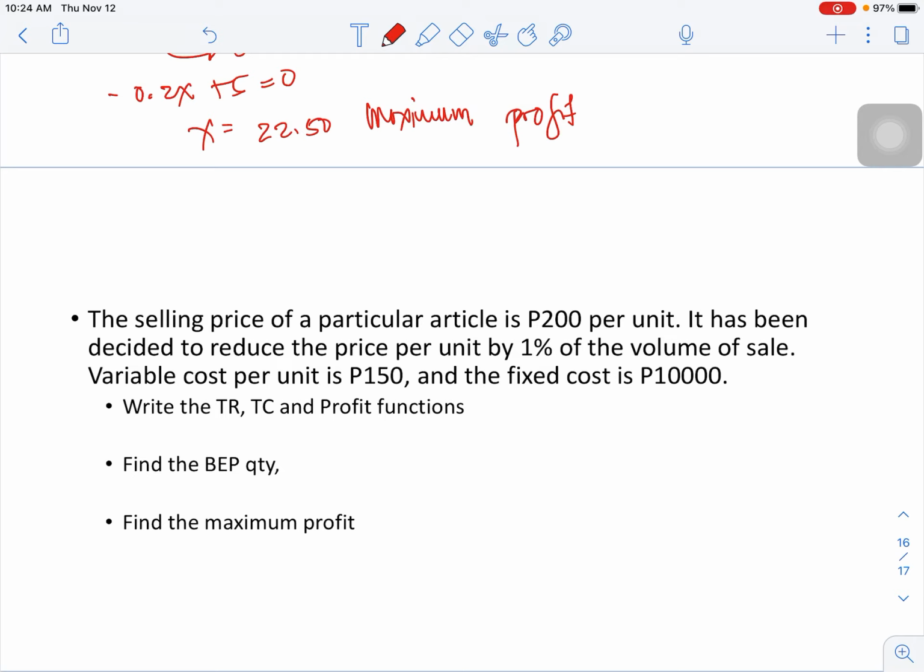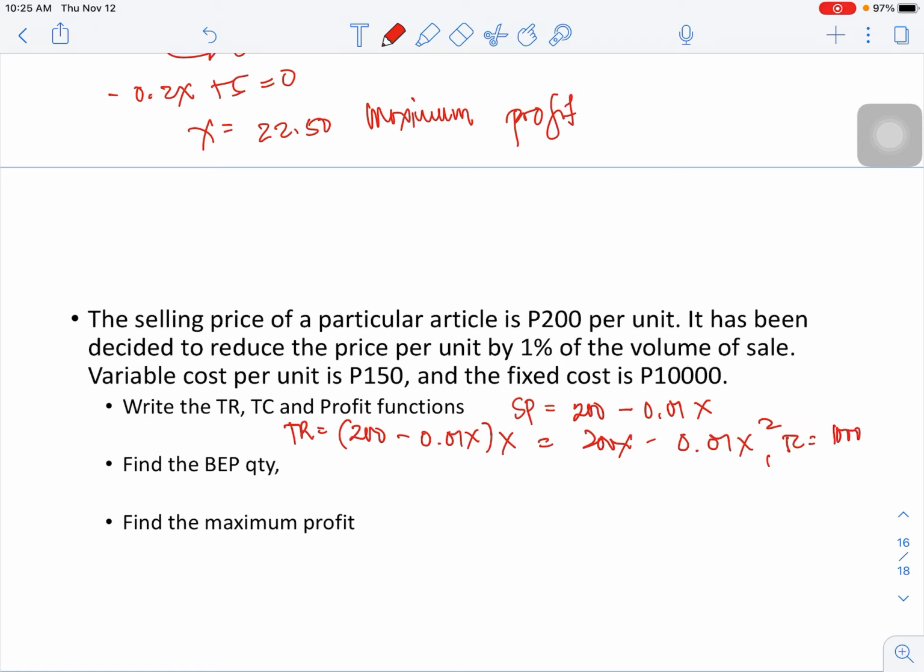For this one, we have the selling price: the original selling price is 200, reduced by 1% of the volume of sale, that's 0.01x. So TR is equal to 200 minus 0.01x times x, which is 200x minus 0.01x squared. What about the TC? TC is equal to 10,000, the fixed cost, plus our variable cost of 150x.